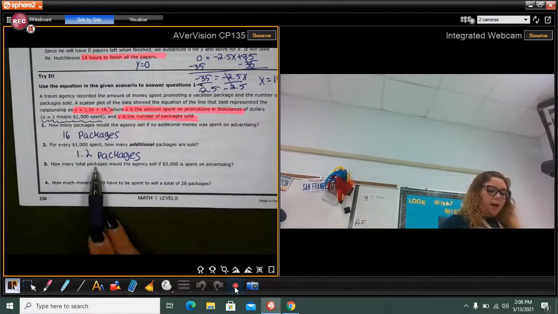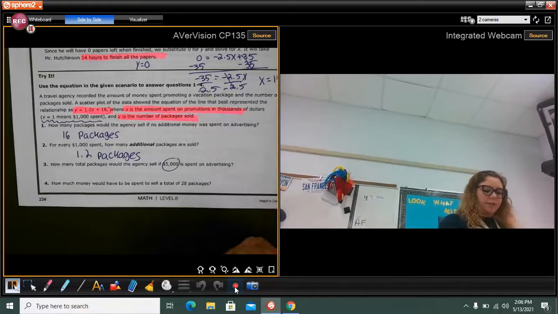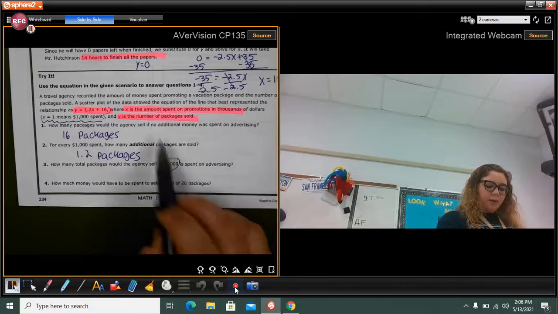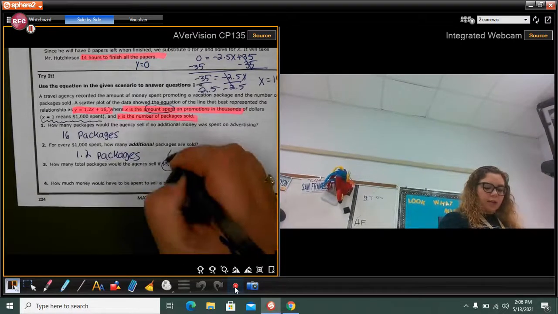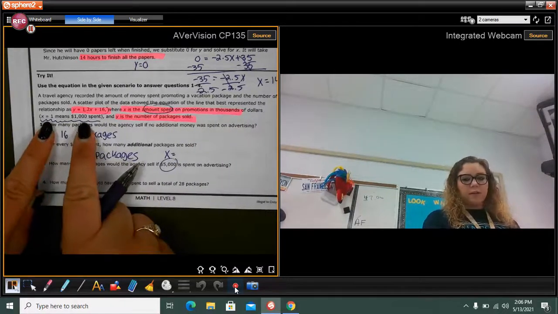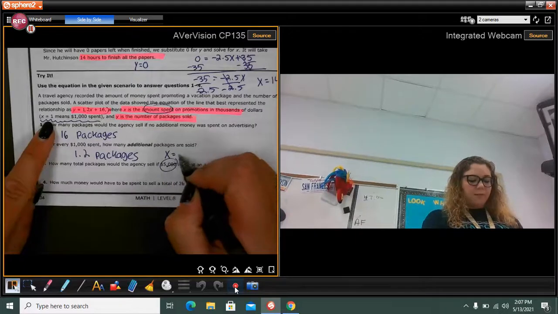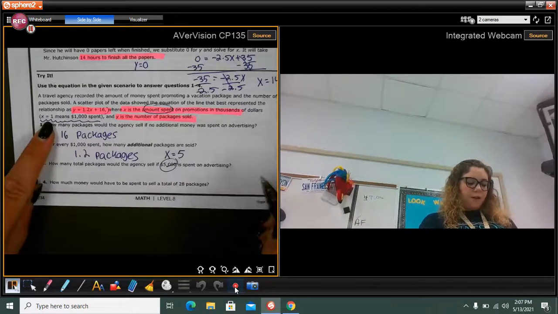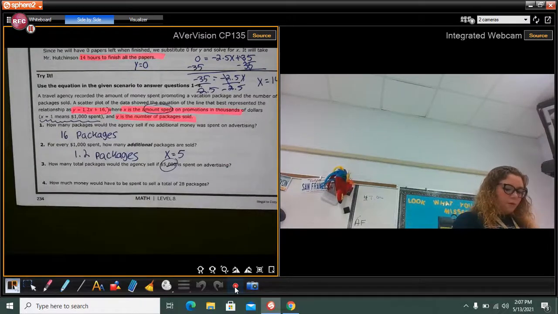How many total packages will the agent sell if 5,000 is spent on advertisement? When we talk about money, we're talking about my x value. Now notice up here it says 1 means 1,000. So 5,000, if I take off the zeros, I'm going to have what? 5. So I'm going to plug 5 into the equation and solve for y.